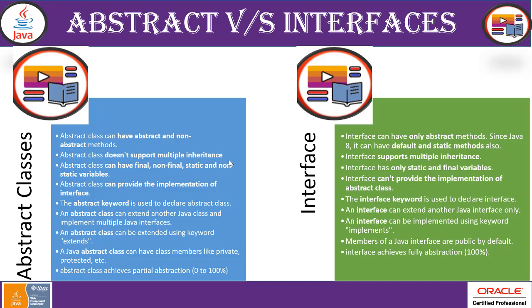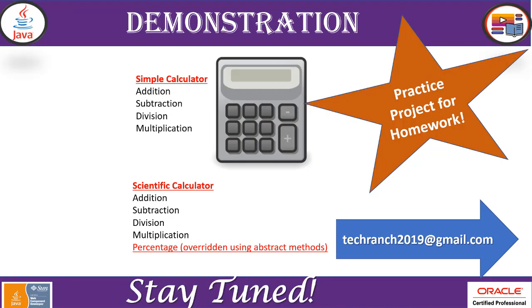Why is it so? There is a reason behind this. Partial abstraction and full abstraction mean that, since we have the option of keeping our abstract class with an abstract method or a non-abstract method, but an interface only contains abstract methods, that makes it 100% abstraction. Now let's take a look at the demonstration.